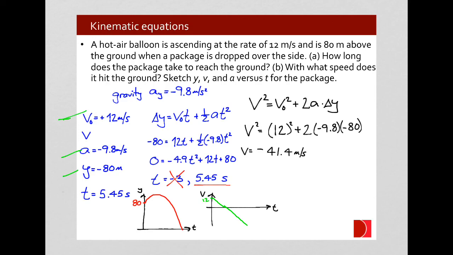And finally, if we look at the acceleration versus time, the acceleration here is due to gravity. Gravity is a constant amount, constant negative 9.8, and so the acceleration is a constant amount as well.